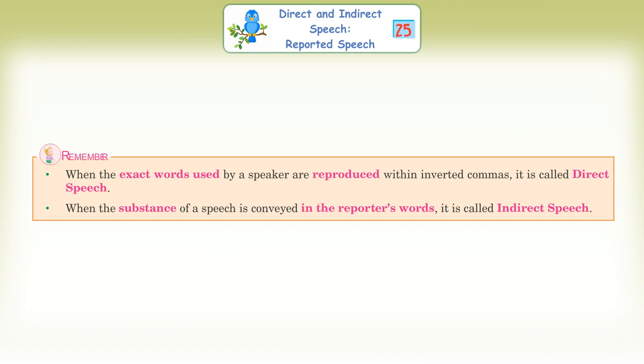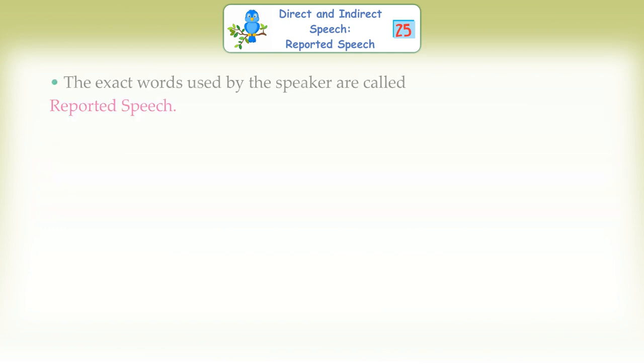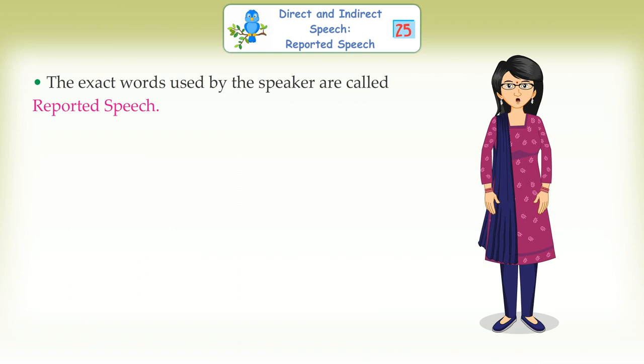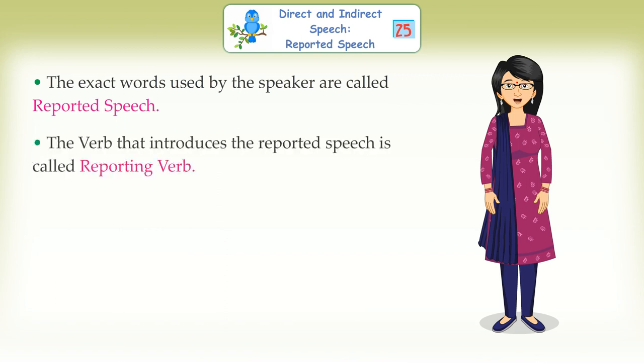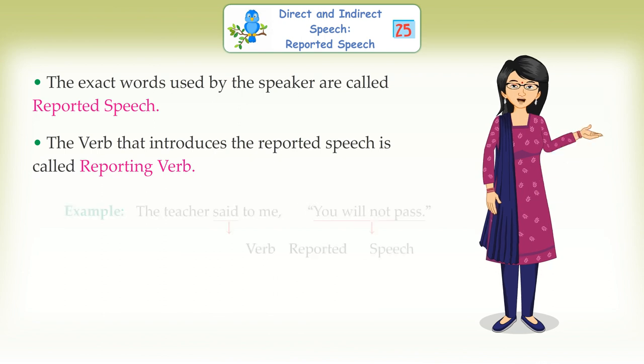Remember, when the exact words used by a speaker are reproduced within inverted commas, it is called direct speech. When the substance of a speech is conveyed in the reporter's words, it is called indirect speech. The exact words used by the speaker are called reported speech. The verb that introduces the reported speech is called the reporting verb.